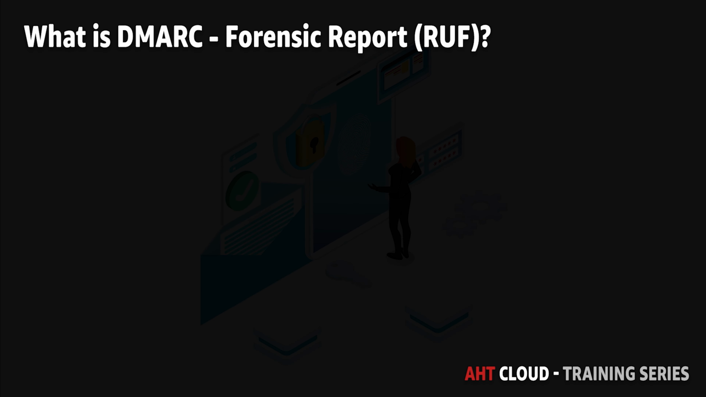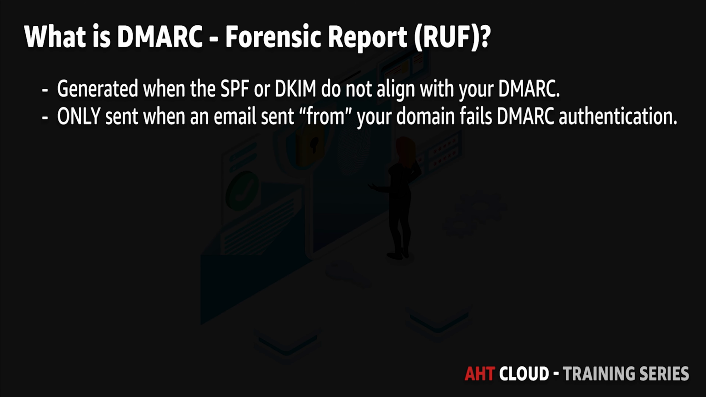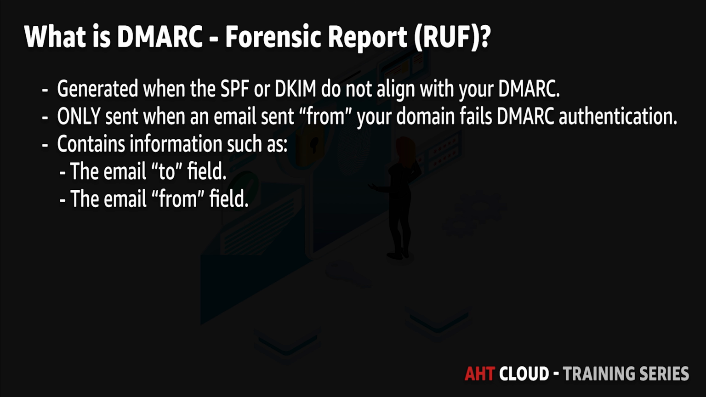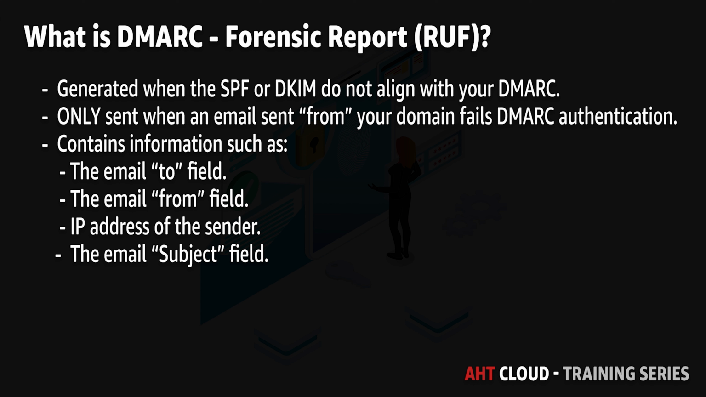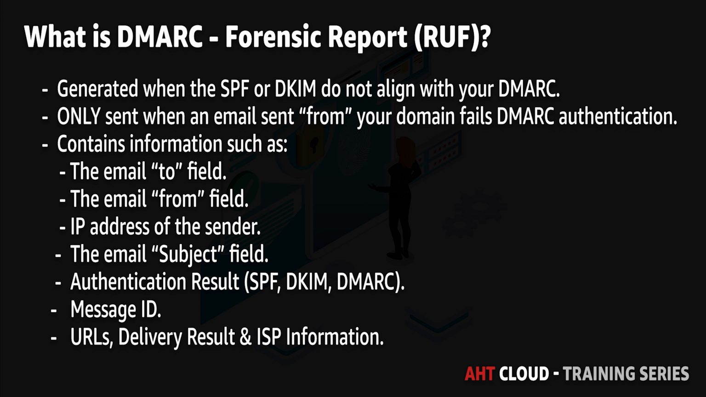DMARC forensic reports are generated when the SPF or DKIM do not align with your DMARC. Forensic reports are free reports that are sent to you only when an email that is sent by your domain fails DMARC authentication. It contains information such as the email to field, the email from field, the IP address of the sender, the email subject field, the authentication result, the message ID, URLs, delivery result, and the ISP information.